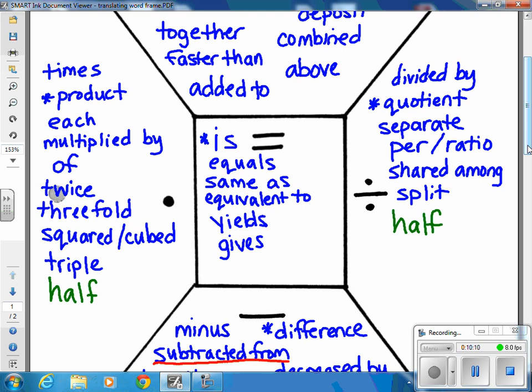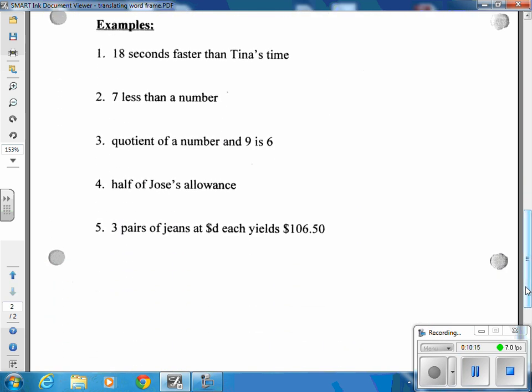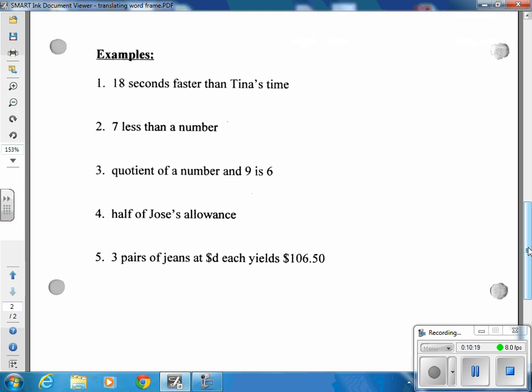So if you'll flip your paper over to the back side, you'll see that there are some examples where we can use these words and translate into expressions or equations depending on what the problem says. And we'll go through and do all 5 of these together, and then in class you'll be practicing some more with translating in groups and by yourself.